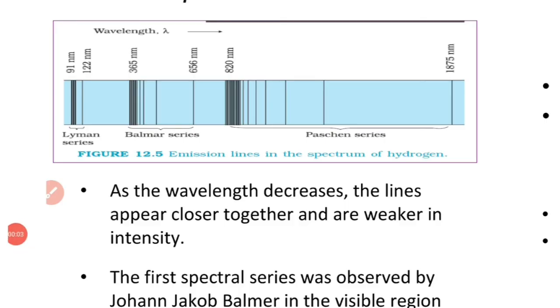This diagram shows the emission lines in the spectrum of hydrogen. The different series are also shown. So the regions of the different spectral series, those points we have to note carefully.